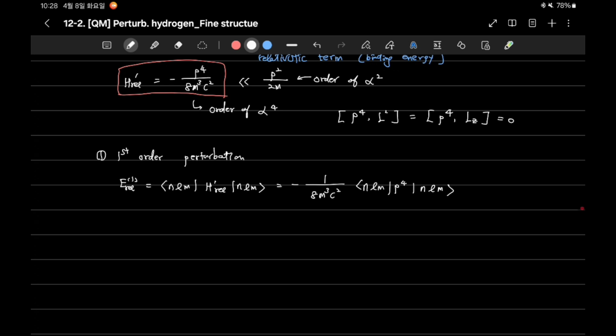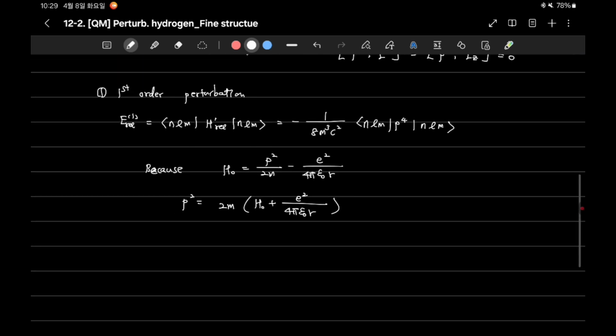Let's use the original Hamiltonian. We already know that the unperturbed Hamiltonian is well defined with En0. H0 is p squared over 2m minus e squared over 4 pi epsilon 0 r. This term contains p squared, so p squared can be written as H0 plus e squared over 4 pi epsilon 0 r, multiplied by 2m. Here we should calculate this term; let's call it star.